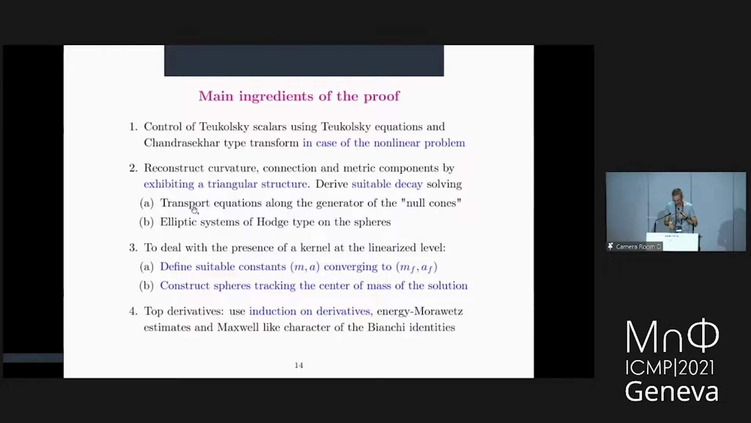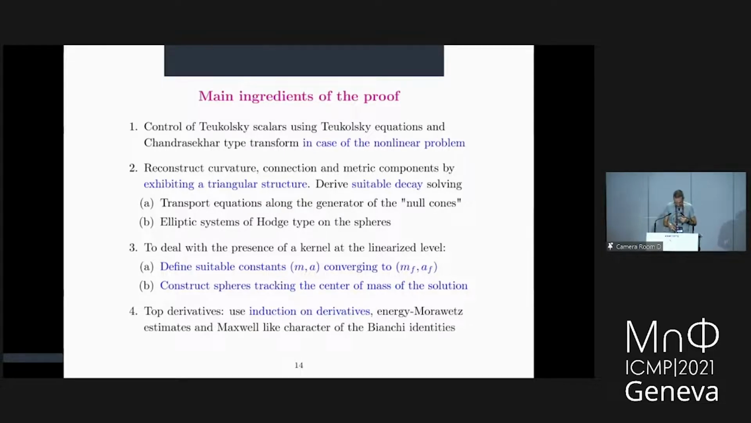And then there is also a kernel related to the transport equation along the generator of the null cone. And this is the one related to general covariance, the more serious one, the one that has infinite dimension. And this requires constructing specific spheres that track the center of mass of the solution, or rather the center of mass of the Kerr solution you will converge to. Okay? So this is an important aspect of the proof, and I want to discuss this in my next slide.